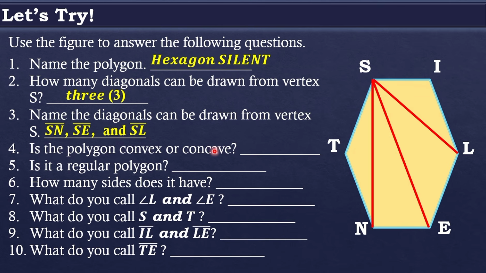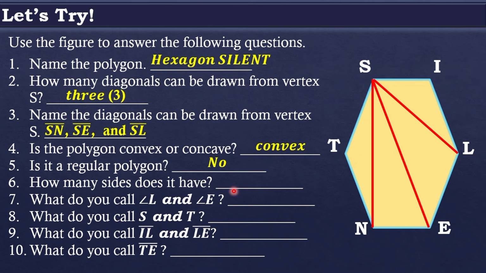Is the polygon convex or concave? So, if we will be connecting two non-consecutive vertices, do we have an exterior diagonal? Wala po. So, this is a convex polygon. Is it a regular polygon? No. Because they have different measures of its sides and angles.